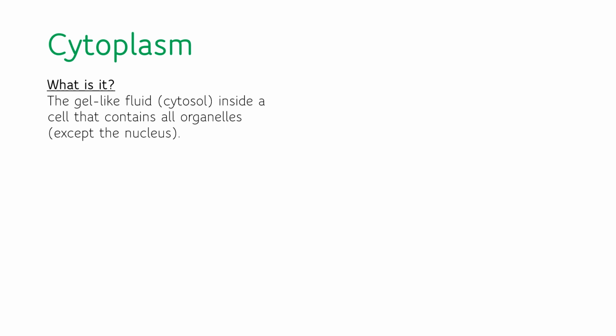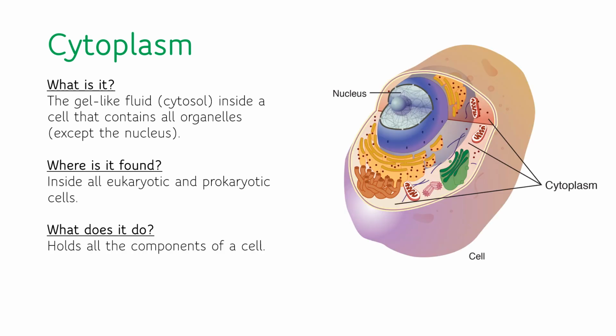The cytoplasm is also a term I want you to know. It refers to the gel-like fluid, the cytosol, inside the cell that contains all organelles. It's found inside all eukaryotic and prokaryotic cells and holds all the components of the cell. So all this jelly-like fluid inside the cell is considered to be cytosol. And if we look at all the organelles, all these little things inside the cell plus that fluid, that's what we consider to be cytoplasm. Cytoplasm includes everything except the nucleus. So from the nucleus here all the way out to the cell membrane here, that is all cytoplasm.